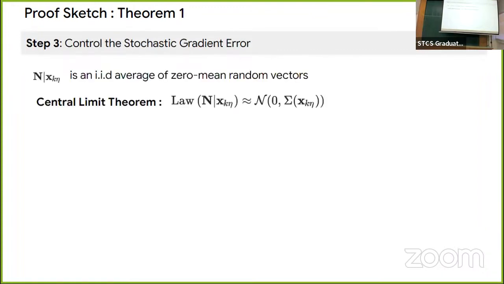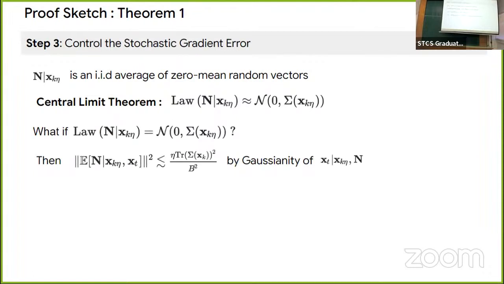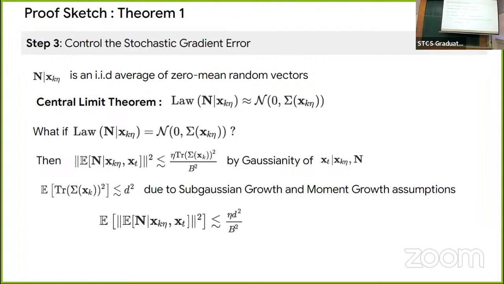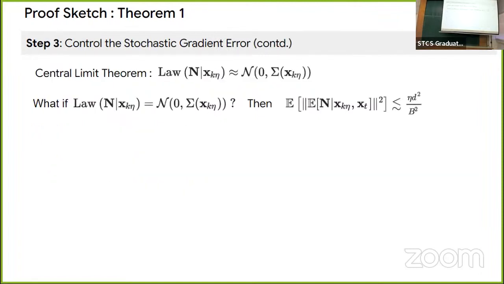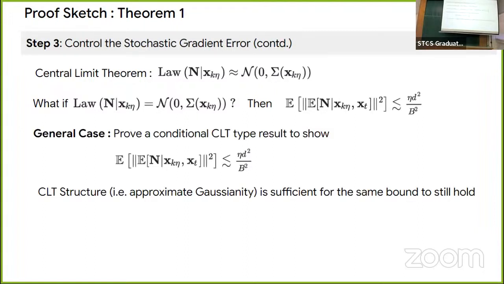To control the stochastic gradient error, let's look at when the noise is an IID average of zero mean random vectors, whose law is approximately Gaussian. If it were exactly Gaussian, we could use the formula for conditional expectation of Gaussians and show that this is equal to eta times trace of sigma of x_k squared divided by b squared. This follows from precise computation of the conditional expectations, but we don't have Gaussianity. How can we still do this computation? Due to the subgaussian growth and moment conditions, this is of the order eta d squared over b squared, which is exactly what we wanted. So we don't have the law exactly, but by the central limit theorem we want to show that this is approximately equal to that. We will still show that this expectation is less than or equal to eta d squared over b squared. For this, we prove a conditional CLT type result.